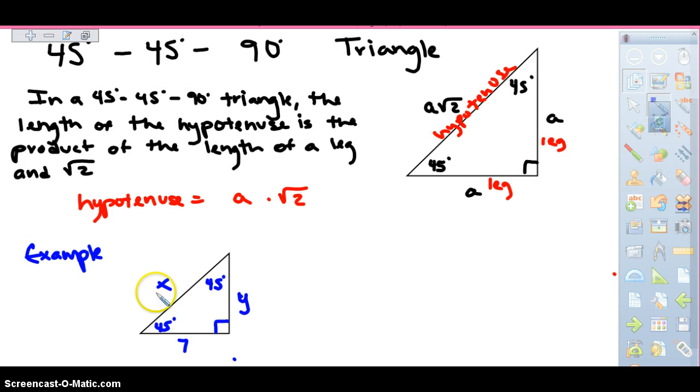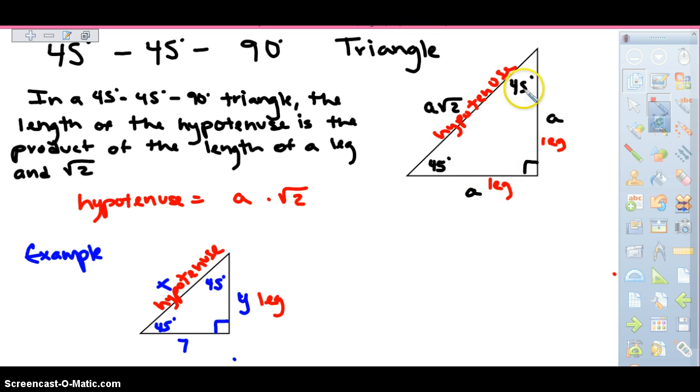If we need to find the unknown length, that means find x and find y, of this triangle, notice that this is a special right triangle. It is a 45, 45, 90-degree triangle. So we know we can use these formulas. X would be the hypotenuse, and y would be a leg.